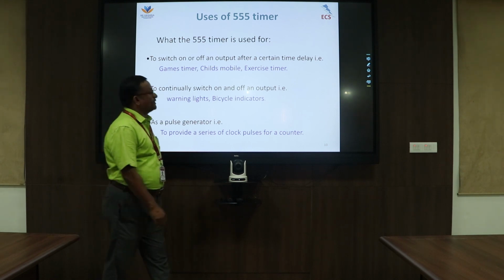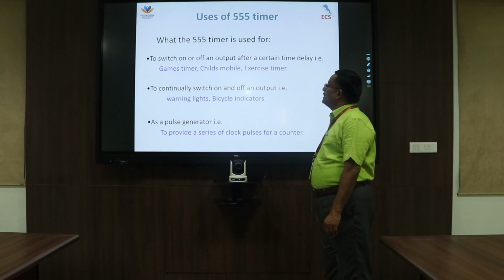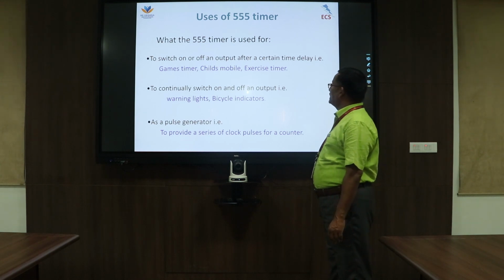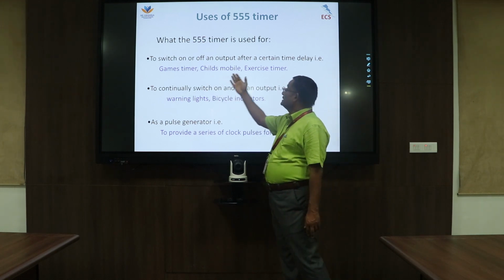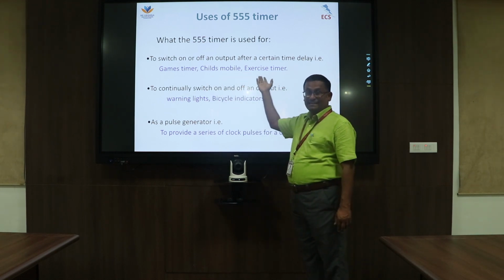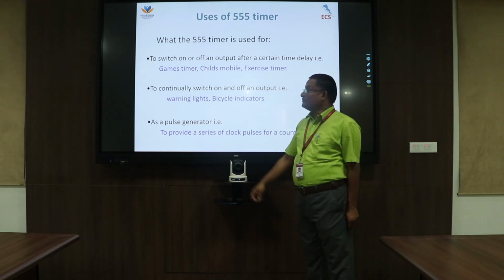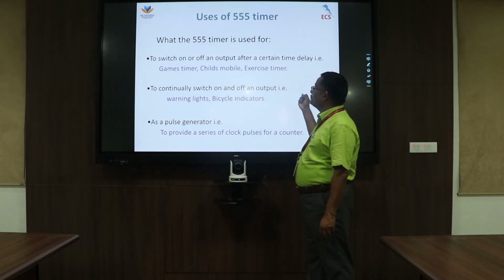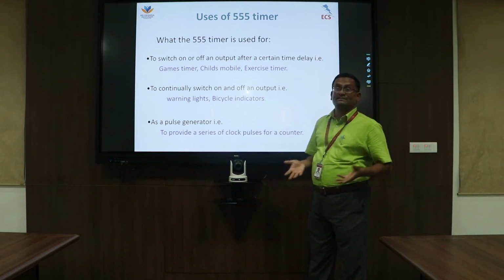If you look at the use of the IC 555 timer, it can switch the output on or off after a certain time delay. For example, it can be used as a games timer, child mobiles, exercise timer. So these are the applications of the IC 555 timer. And with the continuous switching on and off of the output terminals, we can use this especially in applications such as traffic light conditions.